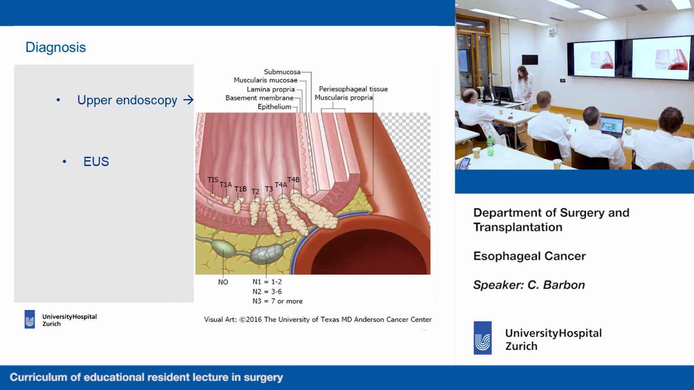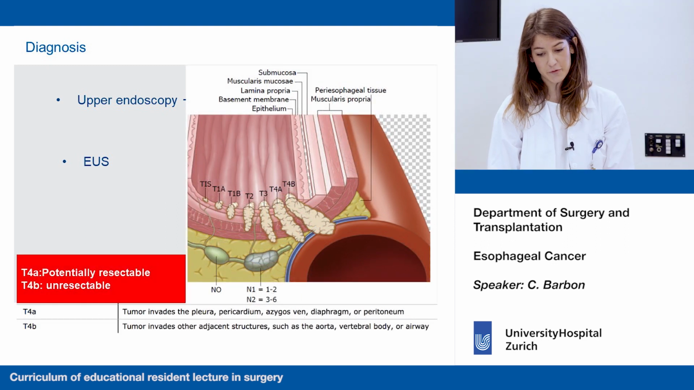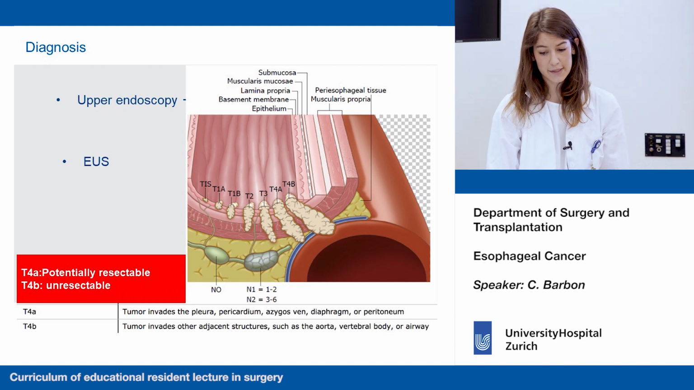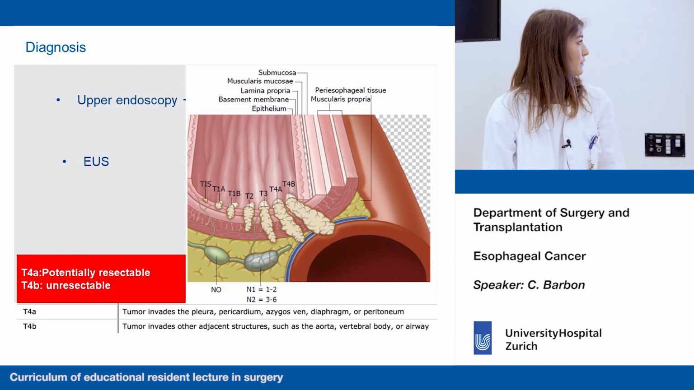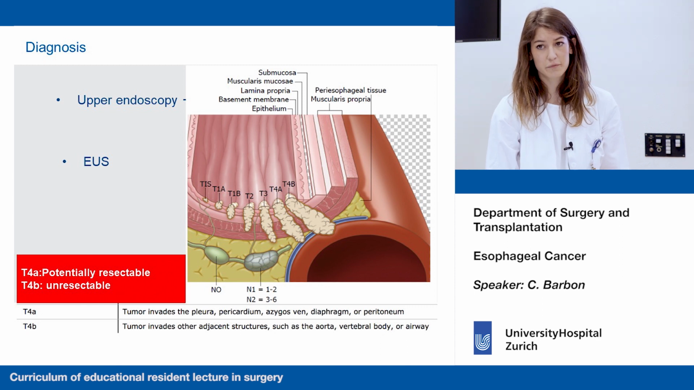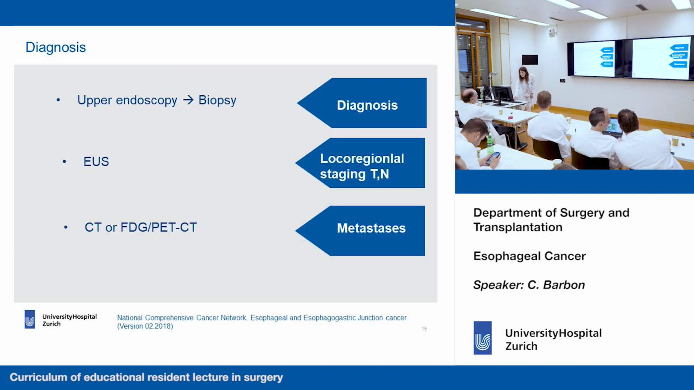If it crosses the entire esophagus, then it is a T3, and this is easy to occur because the esophagus does not have a serosa. Whereas if it reaches other organs, then it can be T4a or T4b. If it is T4a, it is still potentially resectable, because it invades structures like the pleura, pericardium, azygos vein, diaphragm, or peritoneum, which can be resected. Whereas if it is a T4b, unfortunately, we cannot resect it because the structures involved are the aorta, vertebral bodies, or trachea.